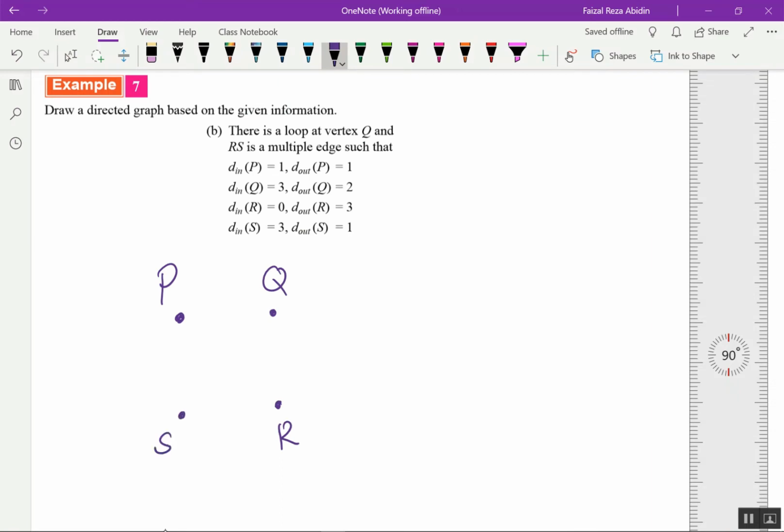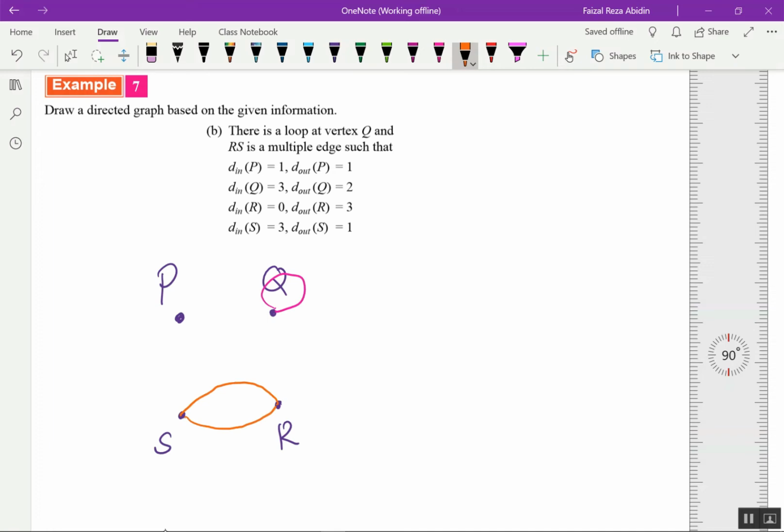Okay, next. There is a loop. Okay, what does it mean loop? Okay, this is our loops. And then, given also, RS is a multiple edge. So we have our RS over here. R to S. R to S over here. Okay, the multiple edge. Okay, now we are going to look at the degree given there.